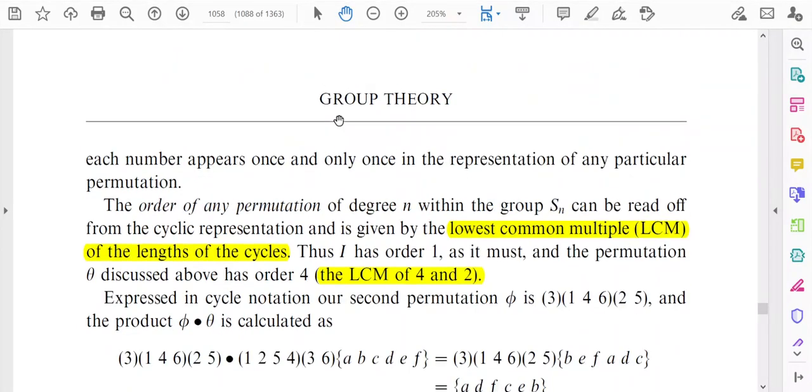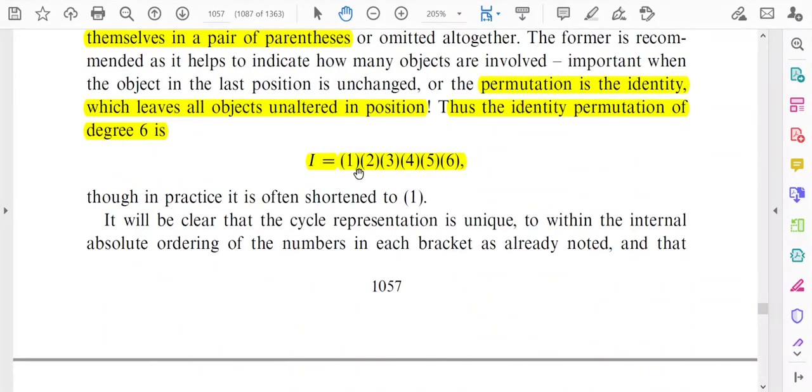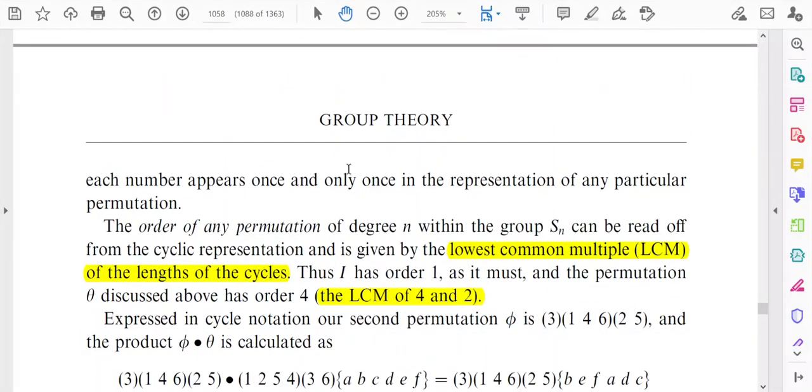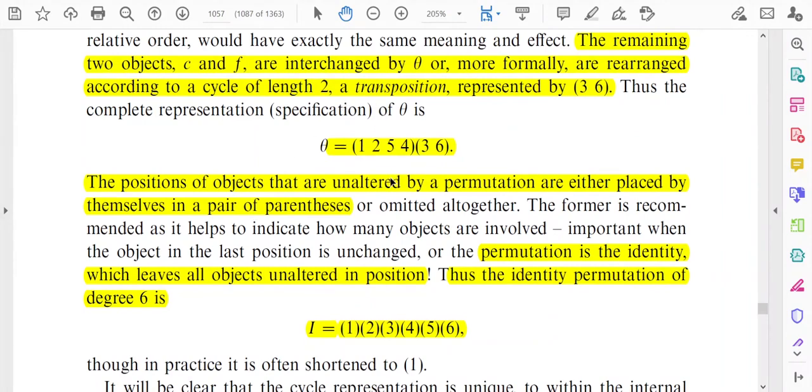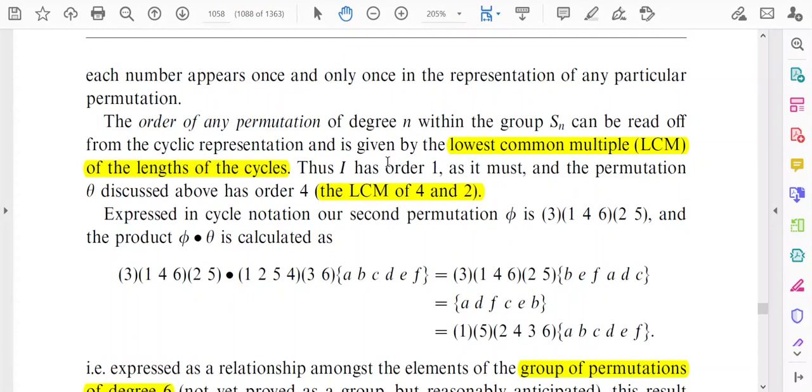So suppose I. What is I? I is this one, and each length is 1 because only one object is written inside the bracket. So the LCM will be 1. So the order of I is 1. Similarly, look at the expression of theta. Theta has been represented in this way, that is (1 2 5 4)(3 6). It is a cycle representation of length 4. 4 objects are there, so length 4, and here 2 objects are there, that is length 2. So the LCM of 2 and 4 is 4. So the order of theta will be 4. In this way we have to calculate the order.